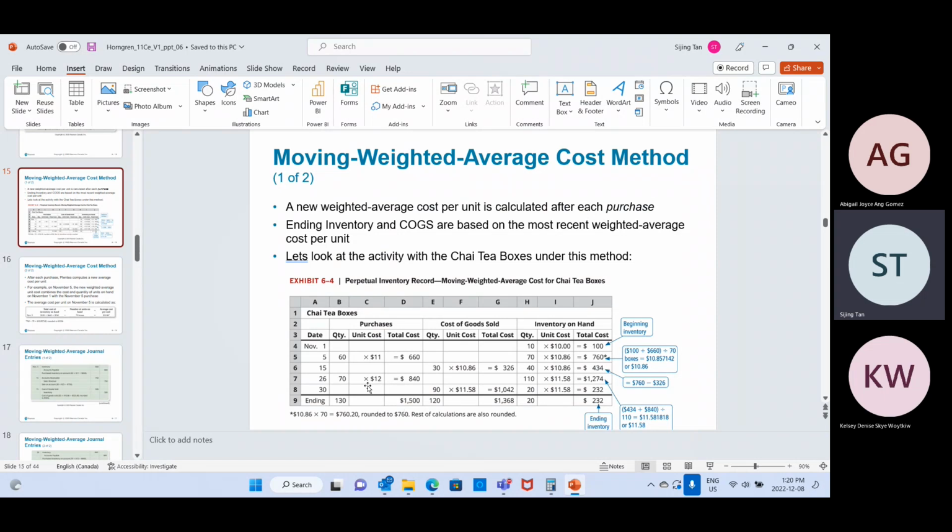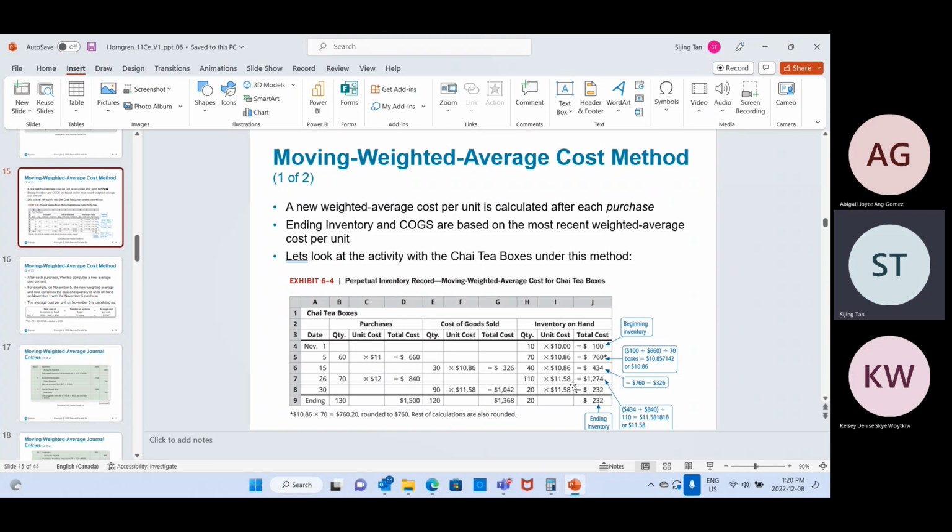Now we keep going. We purchased 60 boxes more at $12 per box, which is 840. We use 840 plus the 434. That is our inventory on hand. We divide by 110 boxes, right? 40 left plus 70 more, so it's 110. We use 434 plus 840 divided by 110 boxes, which equals $11.58. So the average cost per unit increased right after the second purchase.